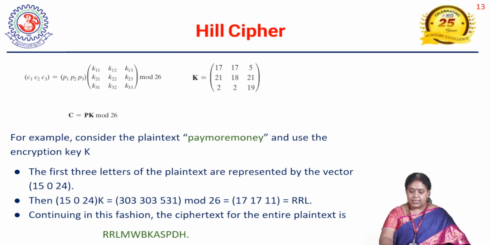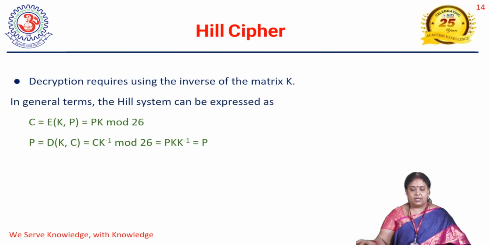That we call the Hill cipher, which makes use of linear algebra. The notation will be like this. Ciphertext can be achieved by encrypting the plain text by using the key. And what is the formula we are using? PK mod 26, and the inverse will be the decryption process.